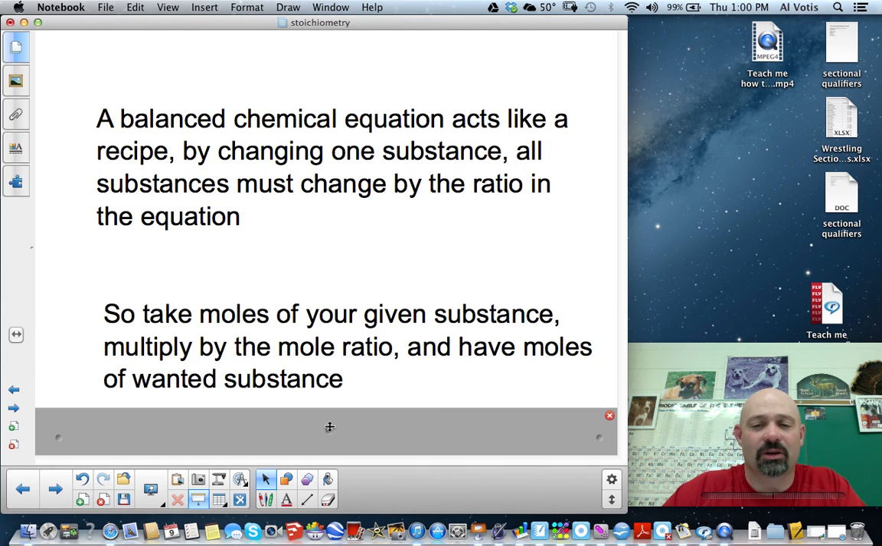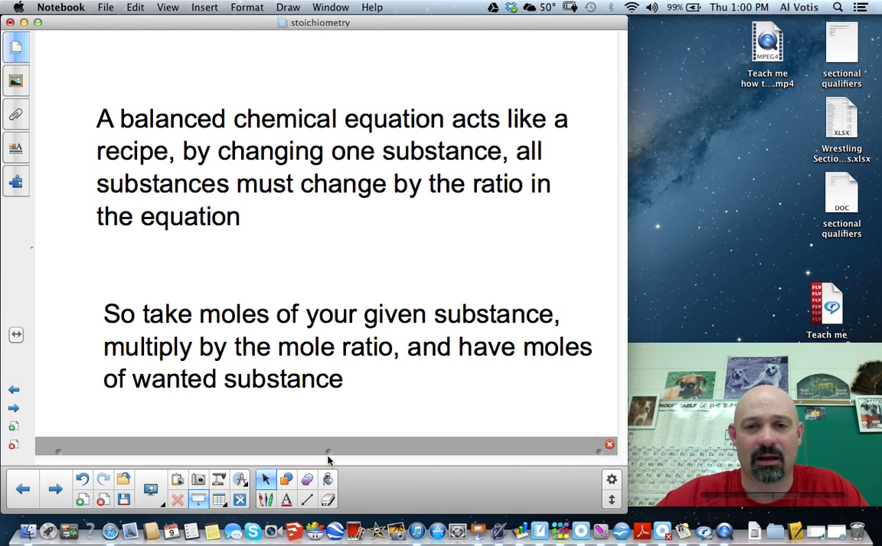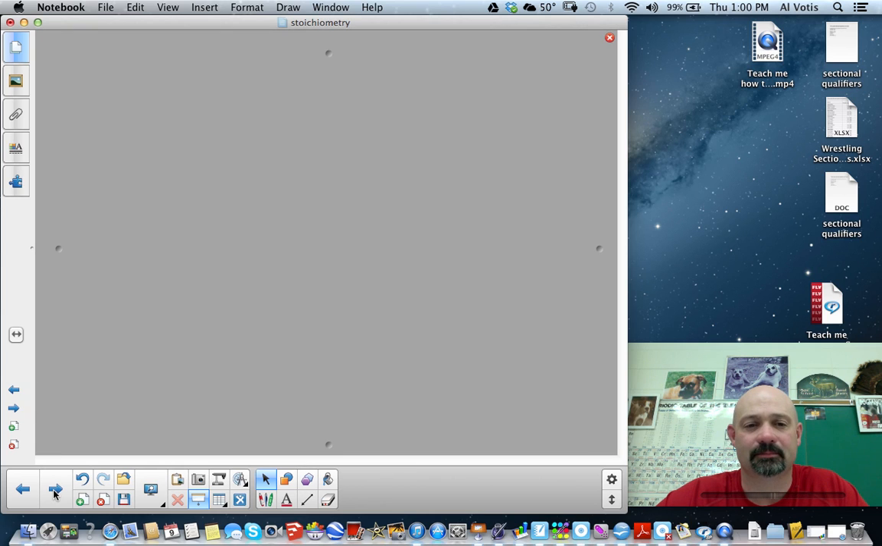So once we have the number of moles of a given substance, we're going to multiply it by a mole ratio, and that will give us the moles of the substance that we're looking for, which may be our answer, or we may be looking for another quantity, grams or milliliters or liters of a substance, which we can very easily change into. The grams part you already know how to do. The volume part we'll get to.